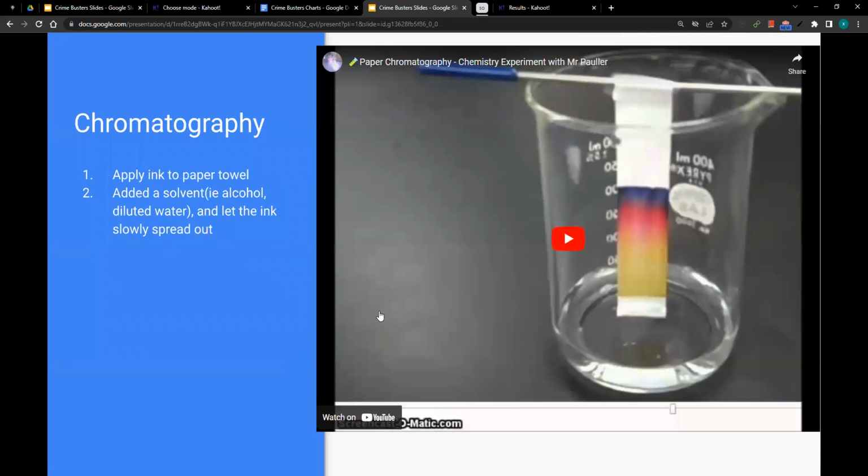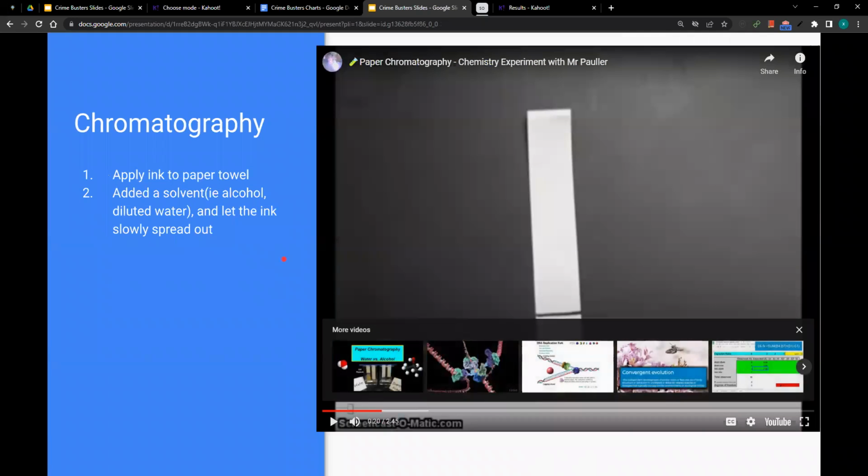So chromatography is a way of analyzing ink. The situation usually is that on the crime scene they saw Sharpie ink, and they think it is the same brand that suspect C uses. Can you do chromatography on the pen that suspect C uses and the ink found at the crime scene to see whether suspect C actually made that ink? The process is that you first put the ink onto a paper towel, then add a solvent such as alcohol, and let the ink slowly spread out.